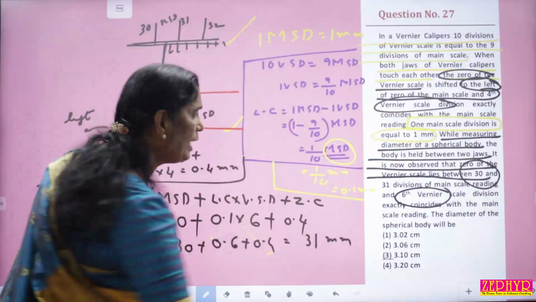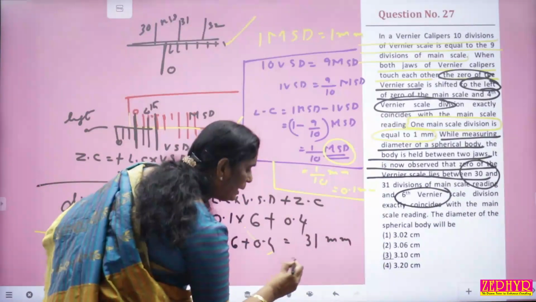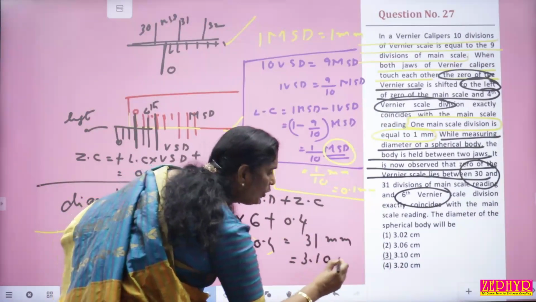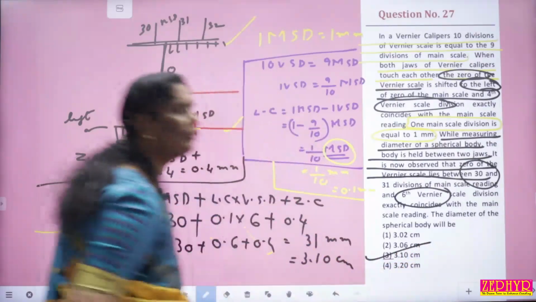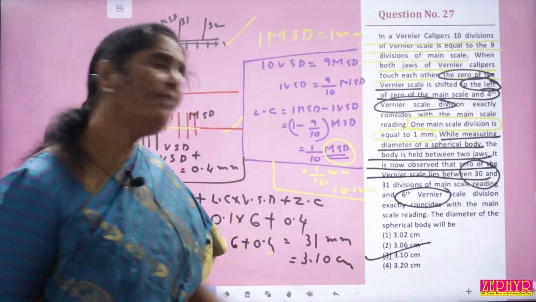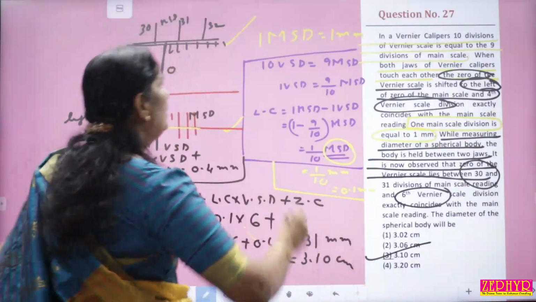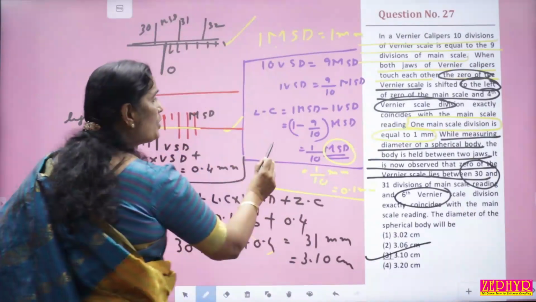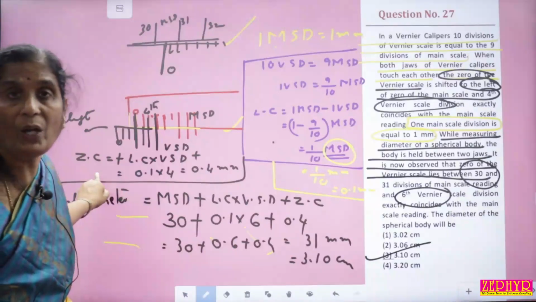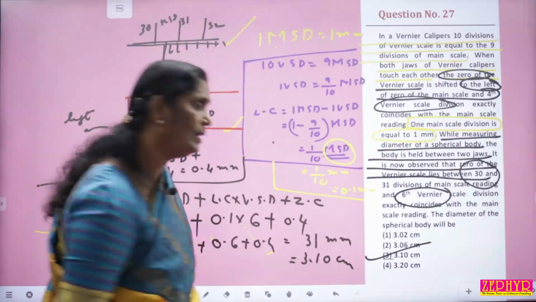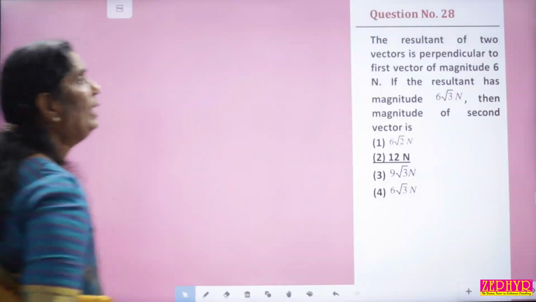Okay, I think they don't want it in millimeters. They want it in centimeters. So 3.10 centimeters will be the answer. Easy, practice it. We have to do it in 3 parts: first MSD, next least count, next zero correction, and then the final answer. Okay, good. Next, again, read it.